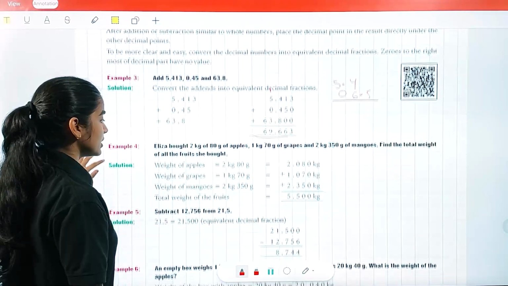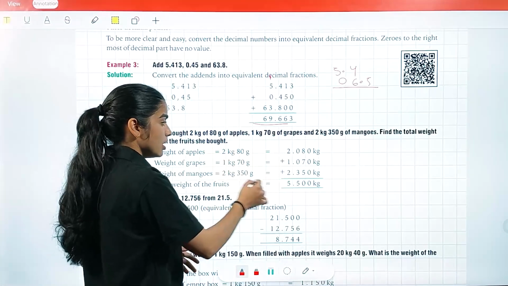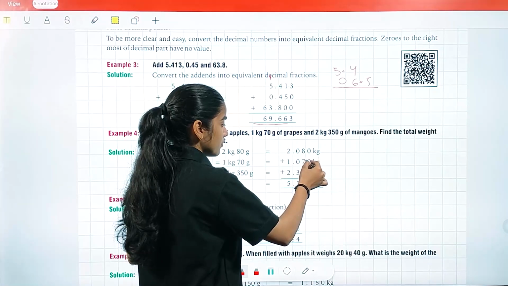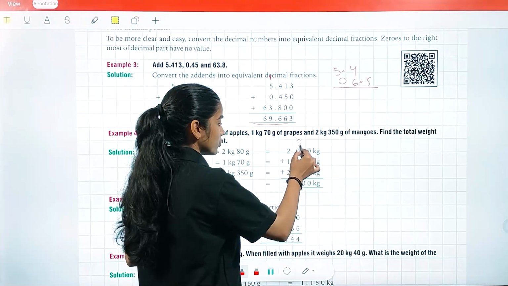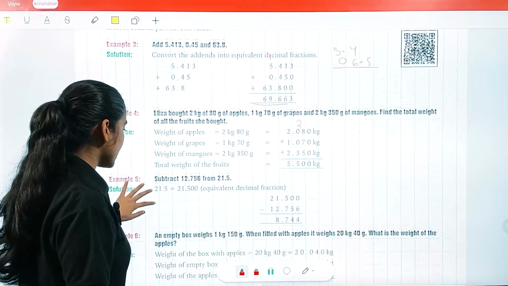Same, 2 kg 80 gram, 1 kg 70 gram and 2 kg 350 gram. Yani we have to put a point here. So just simply you have to add: 0, 8, 7, 15, 15, 5, 20, 0, 2, 2, 3, 5, 2, 1, 2, 5. Okay students, I hope so it's clear to you.